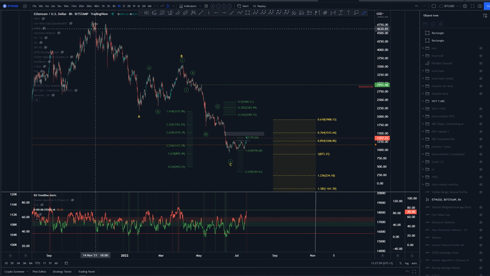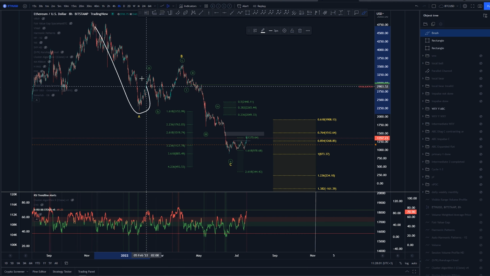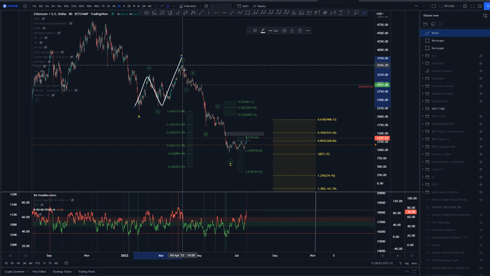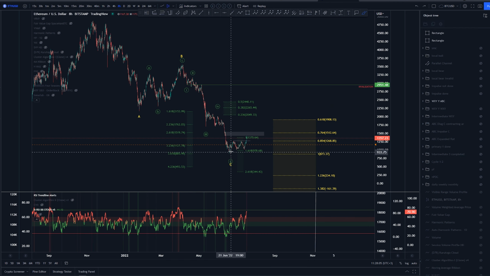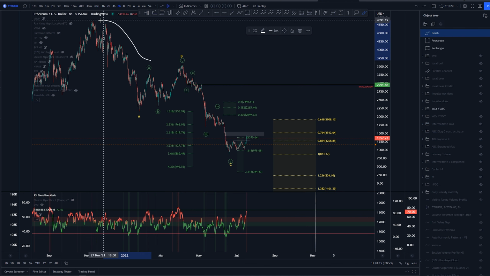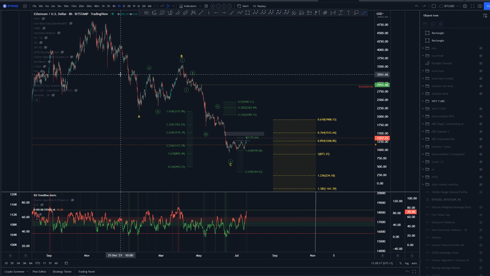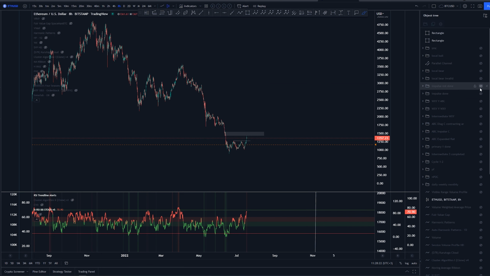The other idea is that we have some kind of 5-way move here into A, ABC, and 1, 2, 3, 4, and 5, completing the whole correction here at the 1-to-1 extension. Now, this is definitely possible, or both of them are possible. I just hate this first leg, same as with Bitcoin. I don't like it at all. Therefore, I'm just going to be preferring the WXY count.